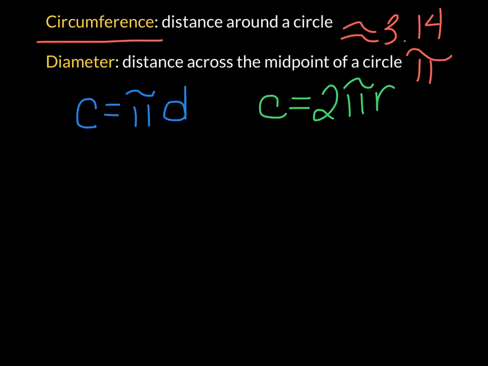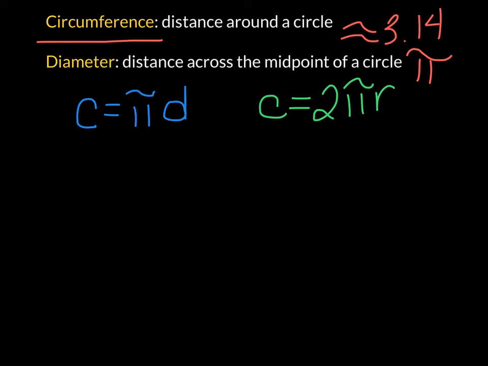Here are the two different formulas that you'll use for finding the circumference of a circle. This first one is when you're given the diameter of a circle. You'll use this formula: C equals pi times d. Now for pi, we always use 3.14. So whenever you're given the diameter, you use this formula.